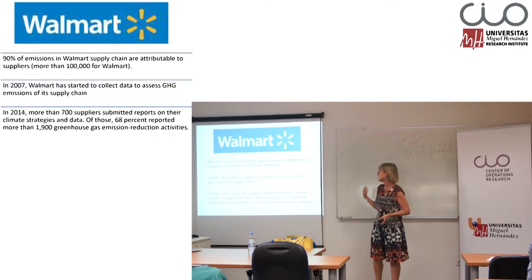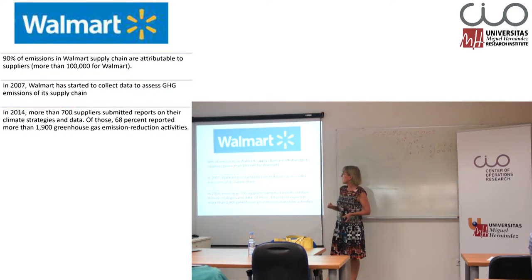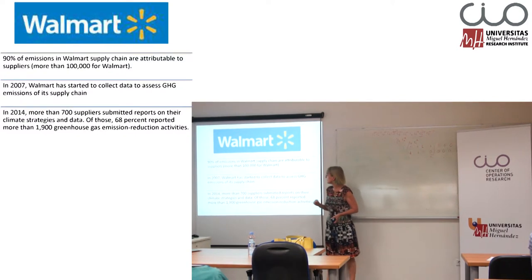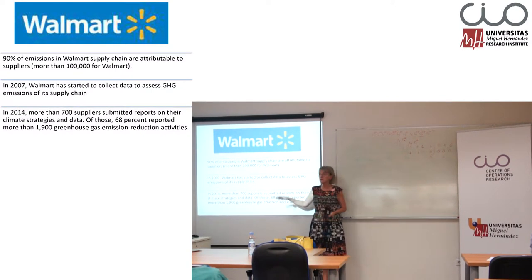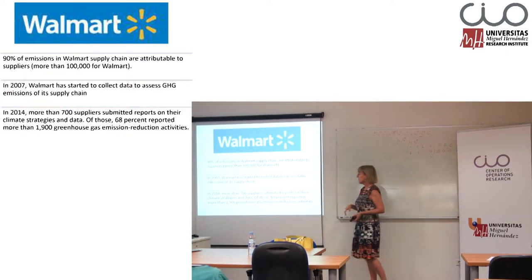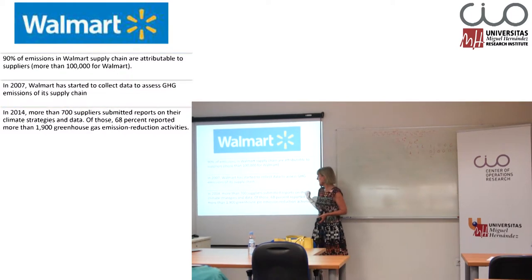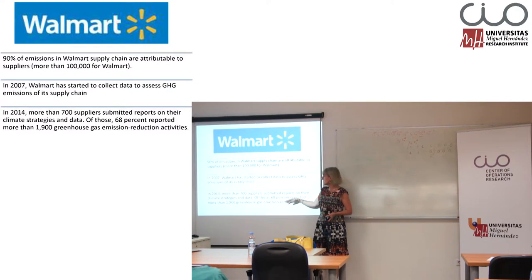And in 2005, they started putting some effort into reducing emissions in their supply chain. As a part of this whole strategy, in 2007, they asked their suppliers to start reporting their emissions in order to account for them. And seven years later, a number of their suppliers actually mentioned that just by the fact that they were asked to report, they started doing something to curb these emissions.